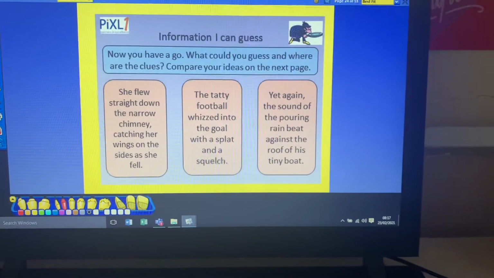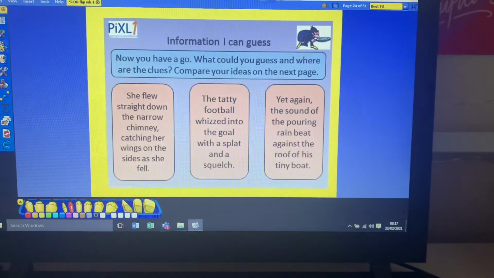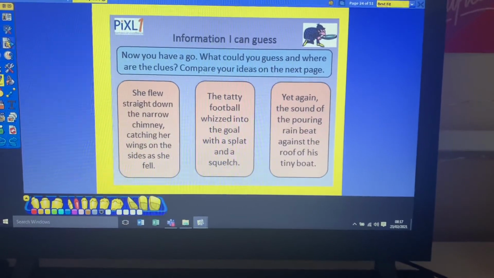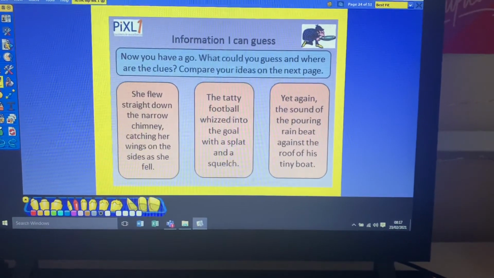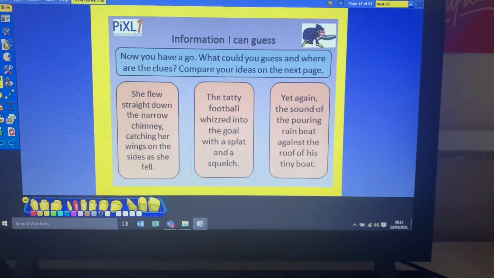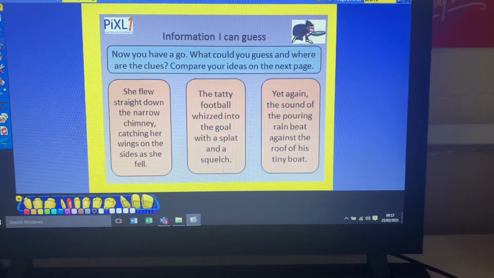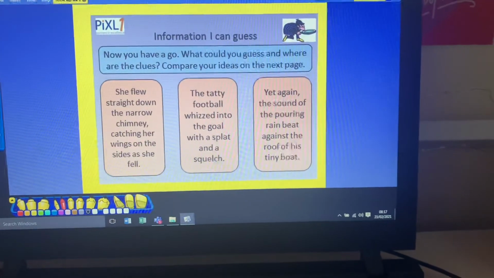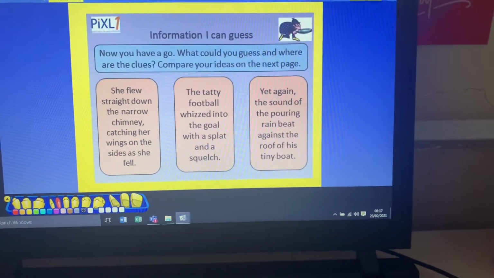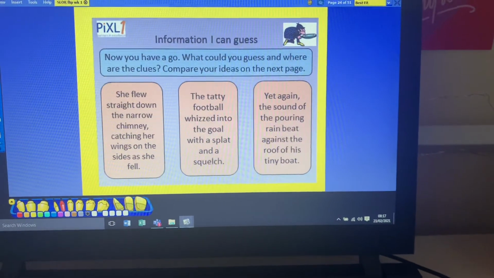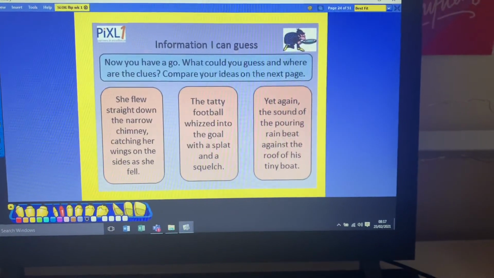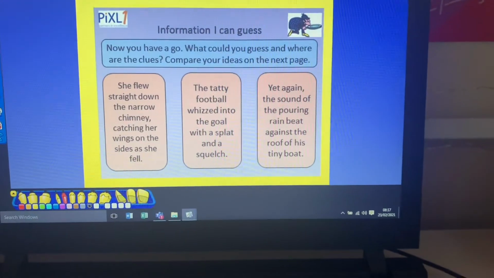Now have a go. What can you guess and where are the clues? So the first sentence says she flew straight down the narrow chimney, tucking her wings to her sides as she fell. The tatty football whizzed through into the goal with a splat and a squelch. Yet again the sound of the pouring rain beat against the roof of his tiny boat. So think about what information you can guess from these sentences. Pause it and have a go.